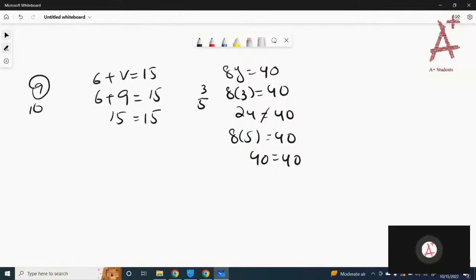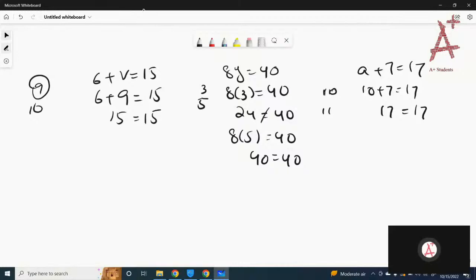Okay, the next one is what value of a is the solution of the equation? a plus 7 equals 17 and the options given are 10 and 11. Let's check for the first one. 10 plus 7 is 17. Got it? That means the first option is the solution of the equation.